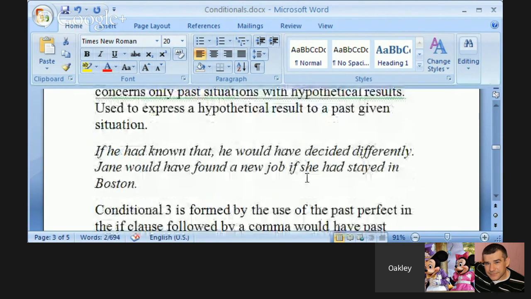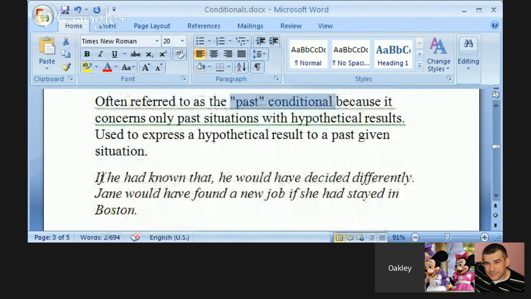Okay. Notice the structure here. If he had known that, comma, okay, again, same rule with the if clause first, you need the comma. He would have decided differently. All right. Notice what we have here. Okay. Notice the structure.